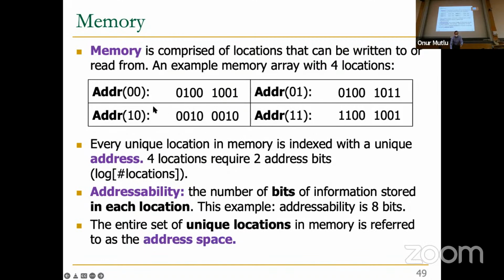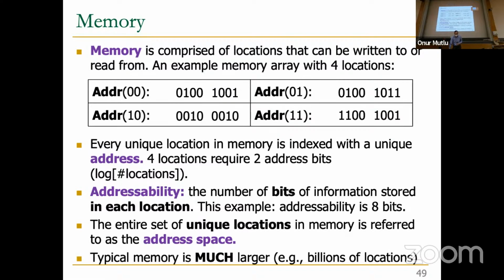And the entire set of unique locations in memory is referred to as the address space. This is just for your information. Whenever someone says you have an address space of 4, that's what we see over here. And you have an addressability of 8 bits, that's what we see over here. And if you have an address space of 4, then the address should be log base 2 of 4 bits. Typically, memory is much larger, and I don't need to tell you that clearly.